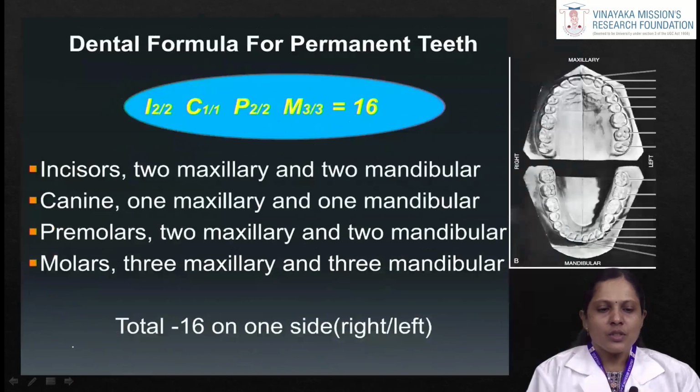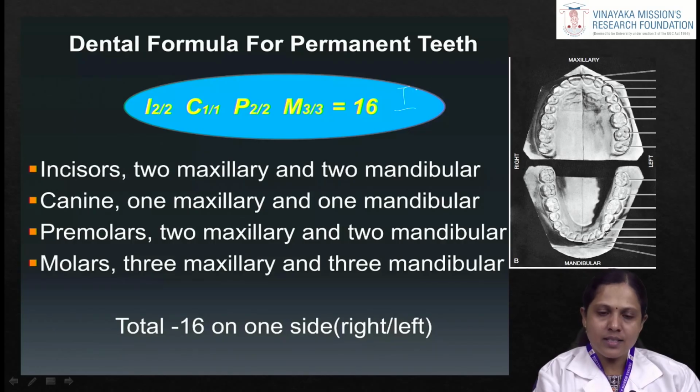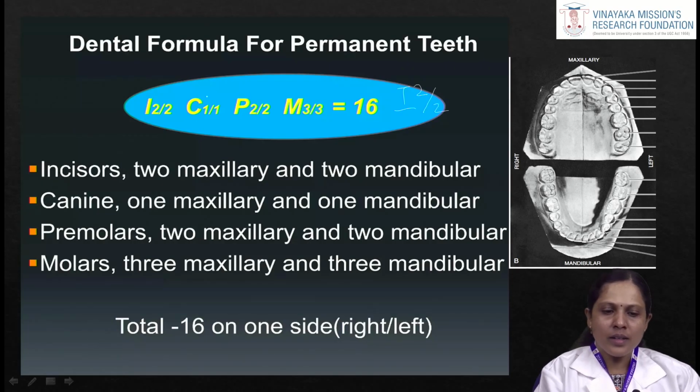For permanent teeth, similarly, incisors are 2 in number, that is central incisor and lateral incisor. So 2 in the upper and 2 in the lower, and canine 1 in the upper and 1 in the lower. Premolars are 2 in the upper, that is first and second premolar, and likewise in the lower jaw, and there are 3 molars, first, second and third molar. So 3 molars in the upper, 3 molars in the lower jaw.